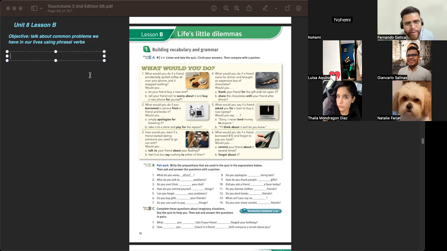How do I say preocuparse por in English? Worry about. Siento como que ese es el más importante de esta lección porque preocuparse por la gente suele decir que es "worry for," porque el por suele ser for. Pero en este caso, este por no es for, es about. Estoy preocupado por mi abuela. I'm worried about my grandma.